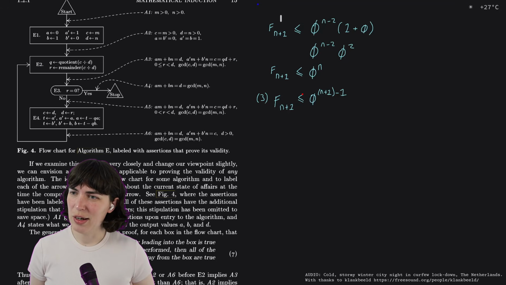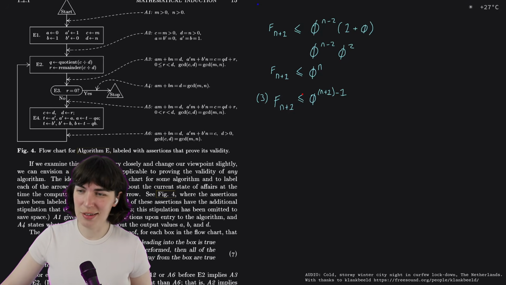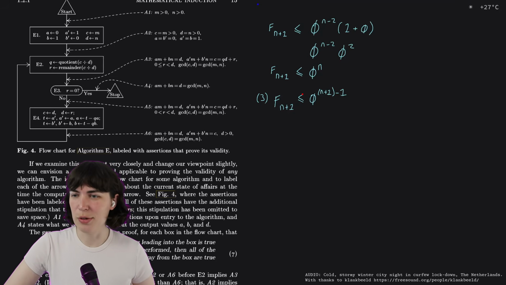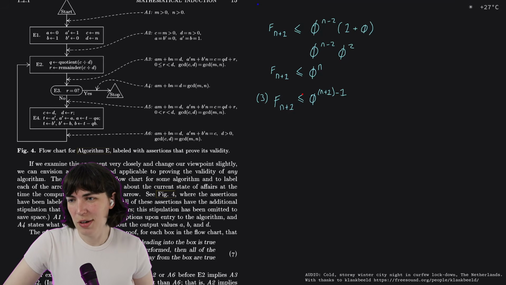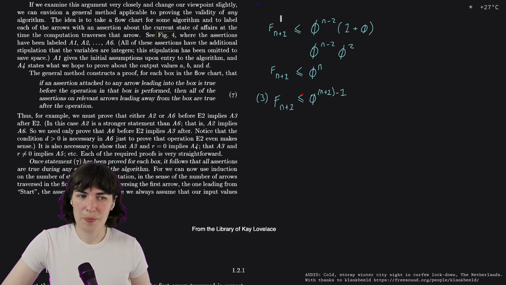Implies A3 after E2. Okay. Yeah, so this is going to be a lot of work, right? You need to be able to prove that for each step in this algorithm, the properties you want to hold after it are implied, or true after the algorithmic step, given the places that it can come from.